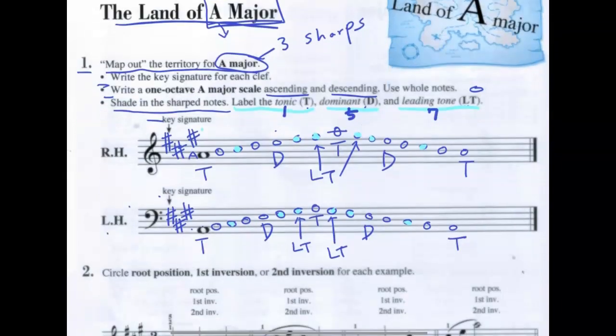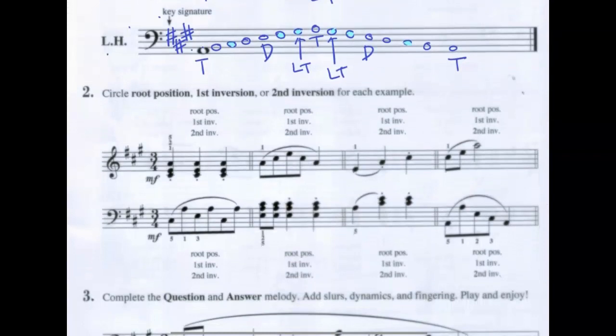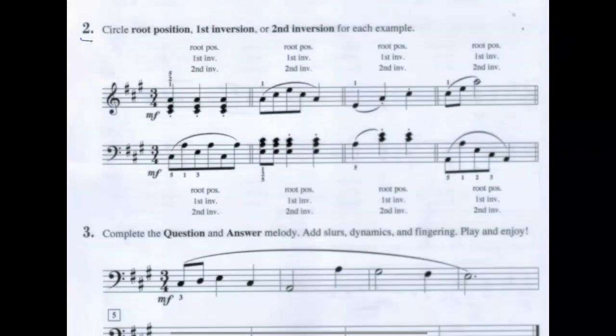Okay, and let's move down to number 2. Here we have A major chord, and you need to circle root position, first inversion, or second inversion for each example. Okay, so let's take a look all together. In the first passage, you have 3 sharps, right? We are in A major.